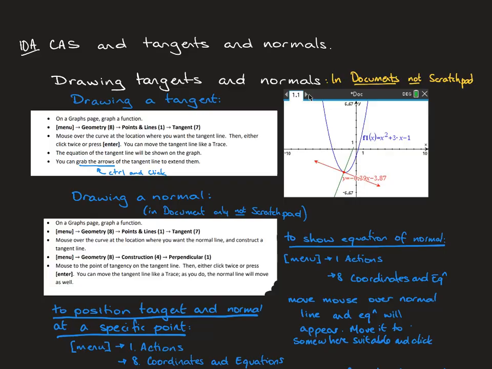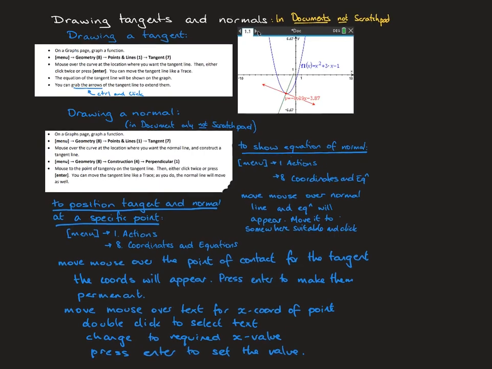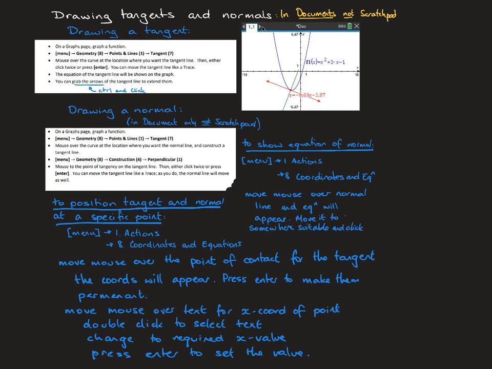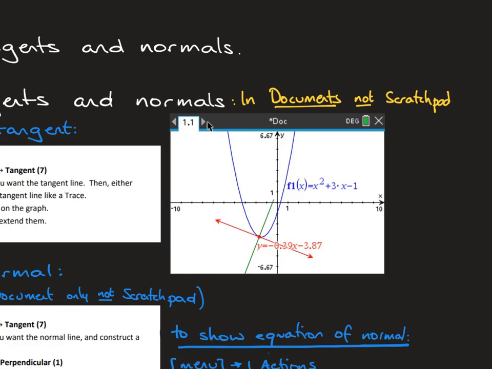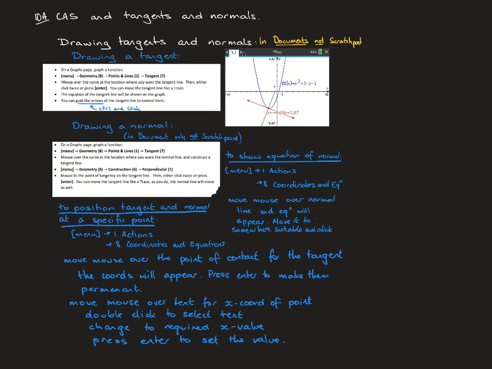Now, if you wanted to position the tangent and the normal at a specific point, say you wanted to set it at a point with something like x equal to -1, you again use menu, actions, coordinates and equations. This time you want it to show you the coordinates of the point of contact for the tangent.